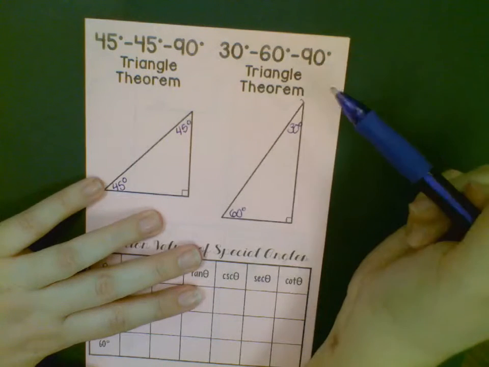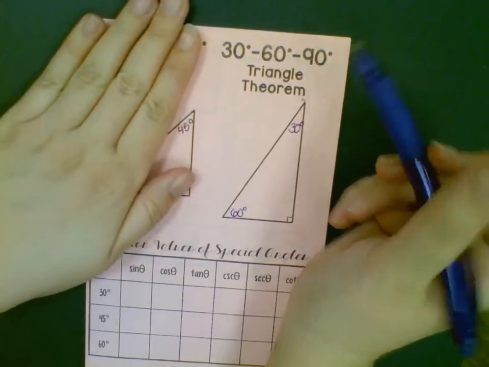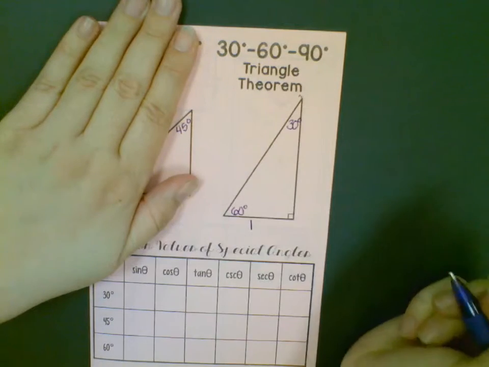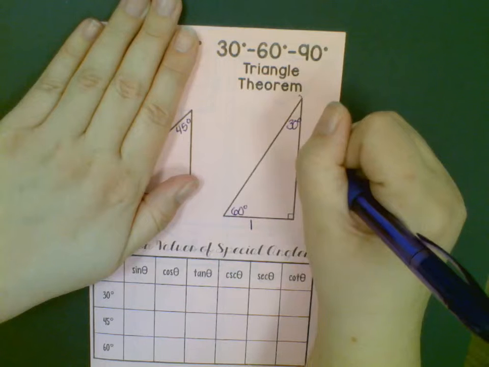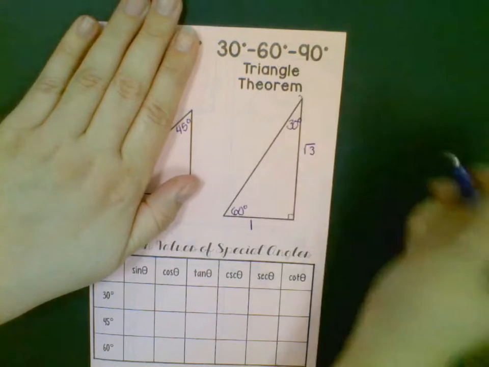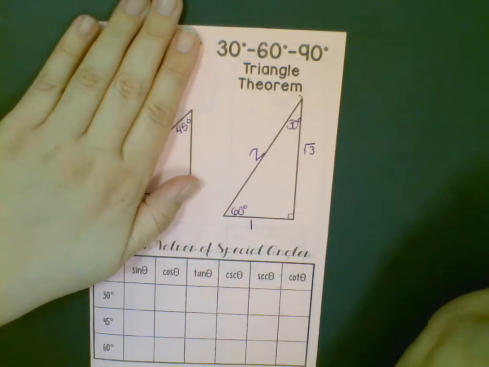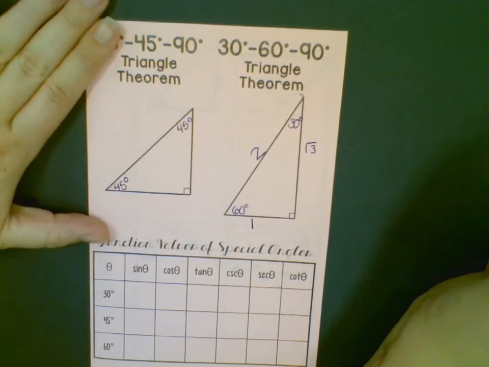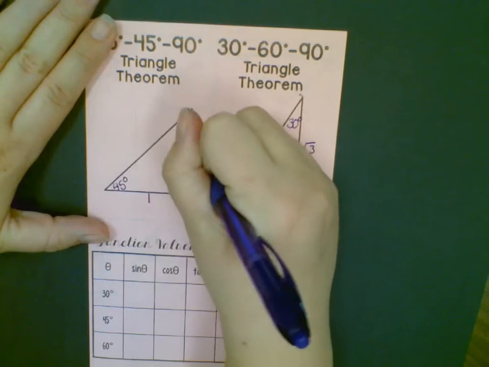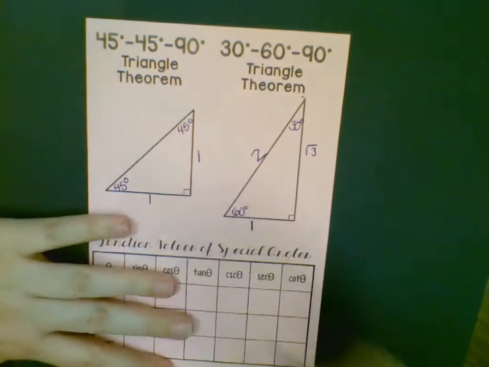So the special right triangle theorem tells us that for the 30, 60, 90, if the side across from 30 is a 1, then the side across from 60 is root 3 as big as that. So root 3 times 1 would be root 3. And then the hypotenuse is always twice as big, so that would be 2. For the 45, 45, 90, we know that there are two congruent sides because it has two congruent angles, so those would both be 1. And then the hypotenuse is root 2 times as big as those sides.